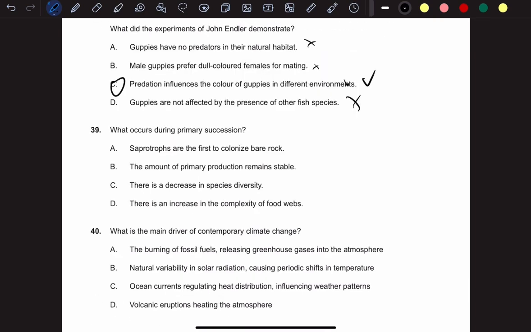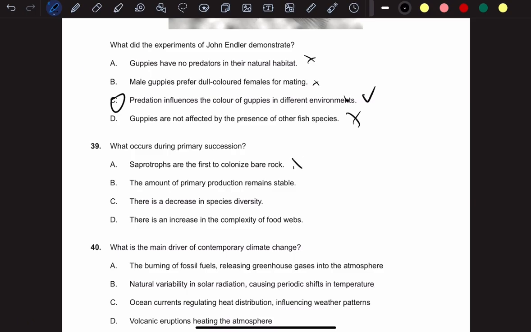Okay, what occurs during primary succession? Well, saprotrophs are first to colonize bare rock. No. The amount of primary production remains stable. That's not true. Decrease in species diversity, no. And increase in complexity of food webs. This is what we actually see during primary succession, an increase in complexity.